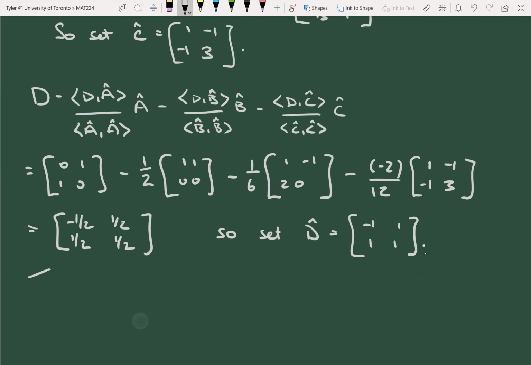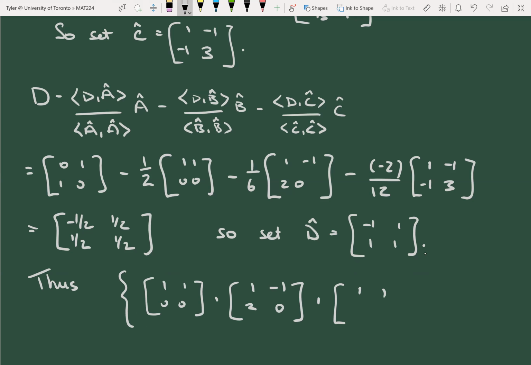Thus, our basis then is 1, 1, 0, 0, still preserved from the original one, and then all of our new vectors. And of course, we've lost some zeros. It's not perhaps as nice as the last one, but that's our basis like that.